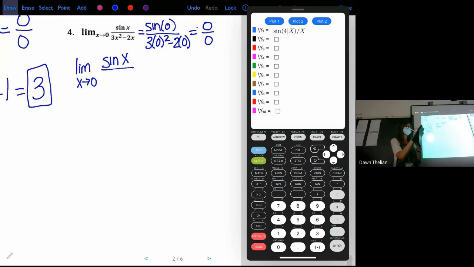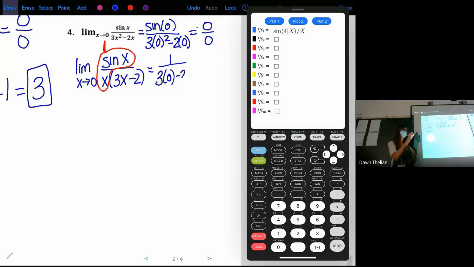You can factor it. And by factoring that out to the front, you've now legally separated it from the other terms it was locked into. And now here's that sine x over x that I can blob and go to 1. Now I can plug in my 0. So I have 1 over 3 times 0 minus 2, or 1 over negative 2.